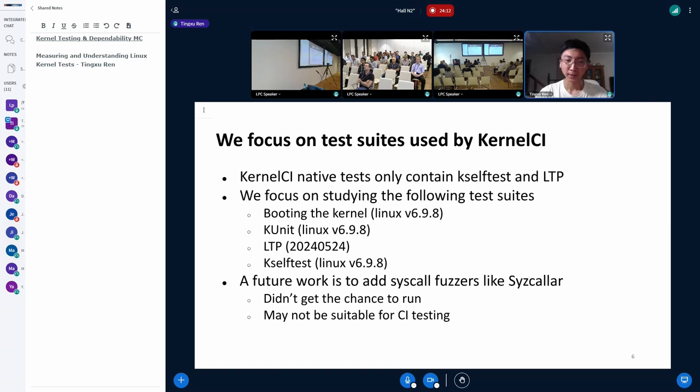So in summary, we eventually focused on three test suites: KUnit, LTP, and kselftest. LTP and kselftest are the native tests used by KernelCI. We also included KUnit because unit tests are very effective for CI systems and regression testing. And we also included booting because it is the precondition for all these test suites. A future work is to add system call fuzzers like syzkaller, but up to now, we haven't had the chance to run it. And maybe it is not very suitable for CI testing.